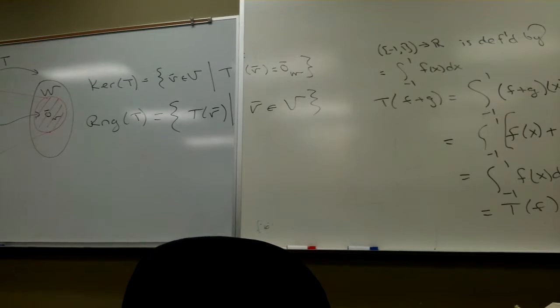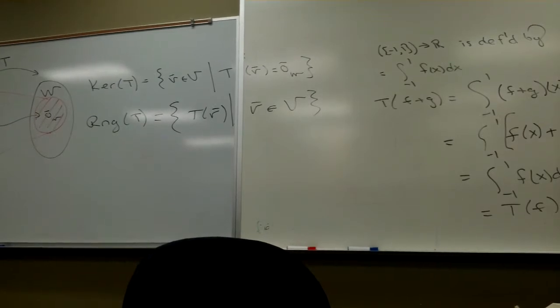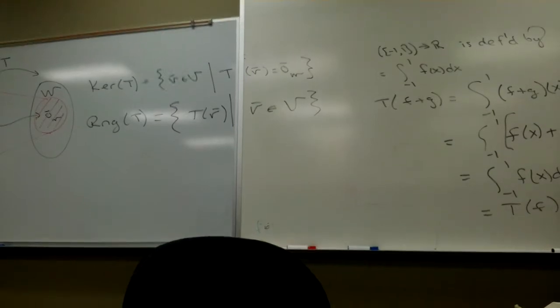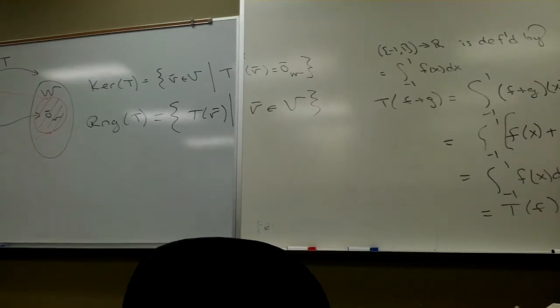So if there is a vector in V, and you apply the transformation to it, and it sends you to the 0 vector in W, it is part of the kernel. Yes, it is an element of the kernel. There are really transformations where the kernel of T doesn't consist of just the 0 vector of V.